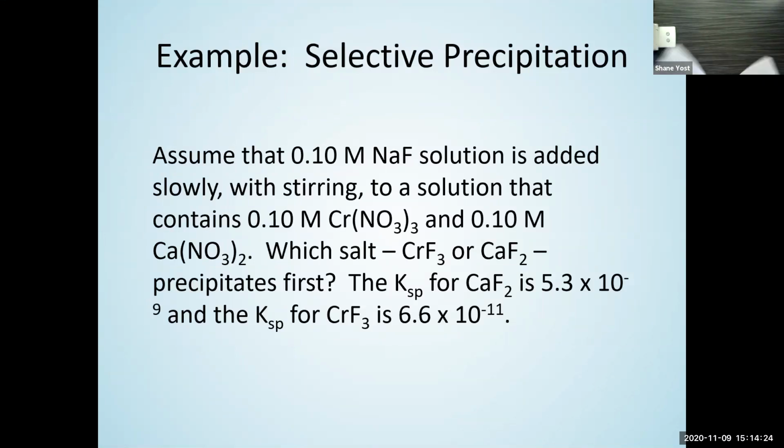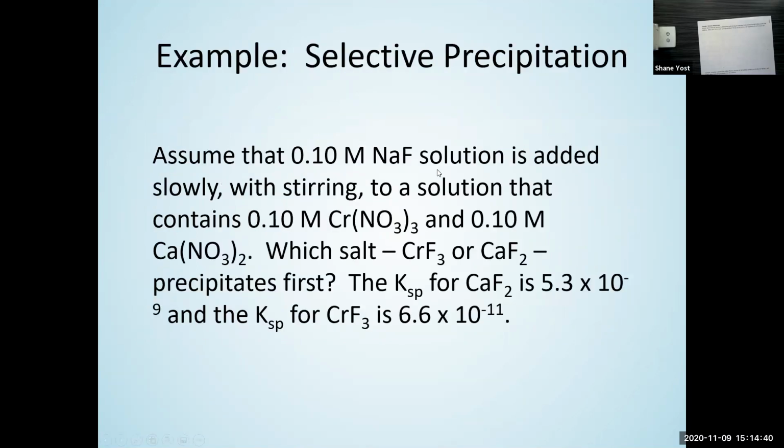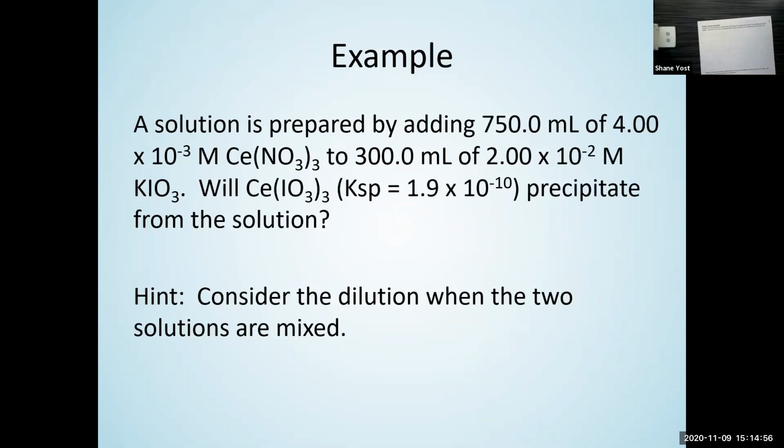Let's see here. Oh, so we have some extra examples here. Let's try to run through one of these two examples. There are two examples here. The answers to these are already online. The detailed answers are not, but the final answers are. So I can go through at least one of these in class.